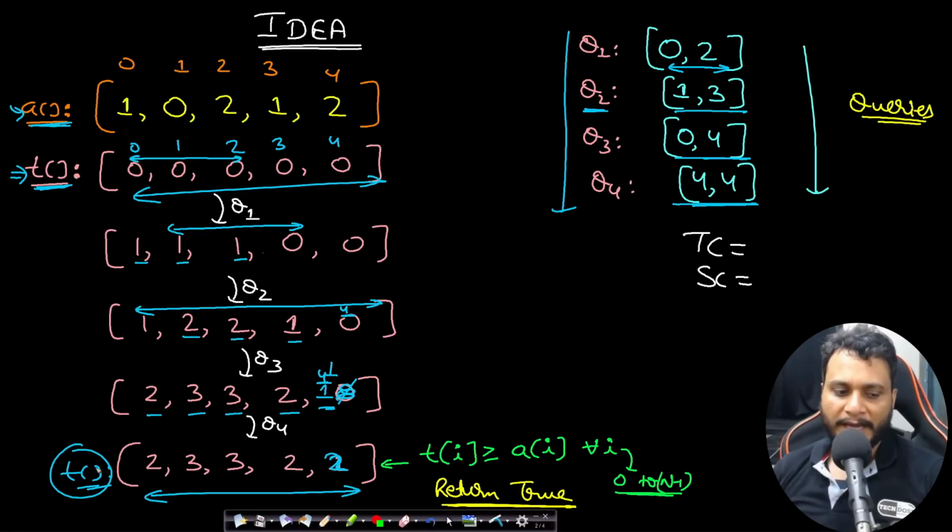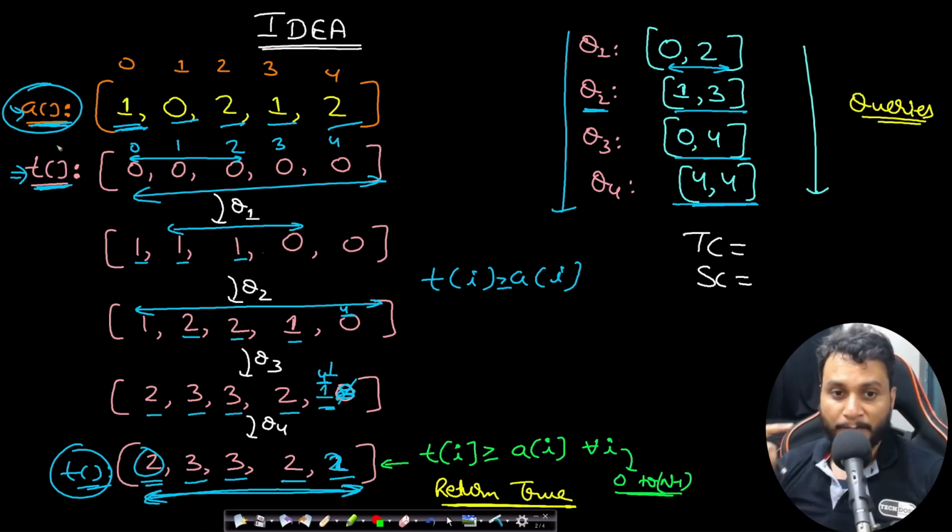Okay. Now I need to compare all the Ti's with the Ai's, and we should always maintain that Ti should be greater than or equal to Ai. So if you look here, 2 is greater than or equal to 1, 3 is greater than or equal to 0, 3 is greater than or equal to 2, 2 is greater than or equal to 1, and this 2 is greater than or equal to 2. This means that since I can reach from all zeros to an array where each of the corresponding items is greater than or equal to the array A, if I apply the reverse operation, that means a decrement operation on the initial array, then we will always be able to reach the zero array. That is the idea.